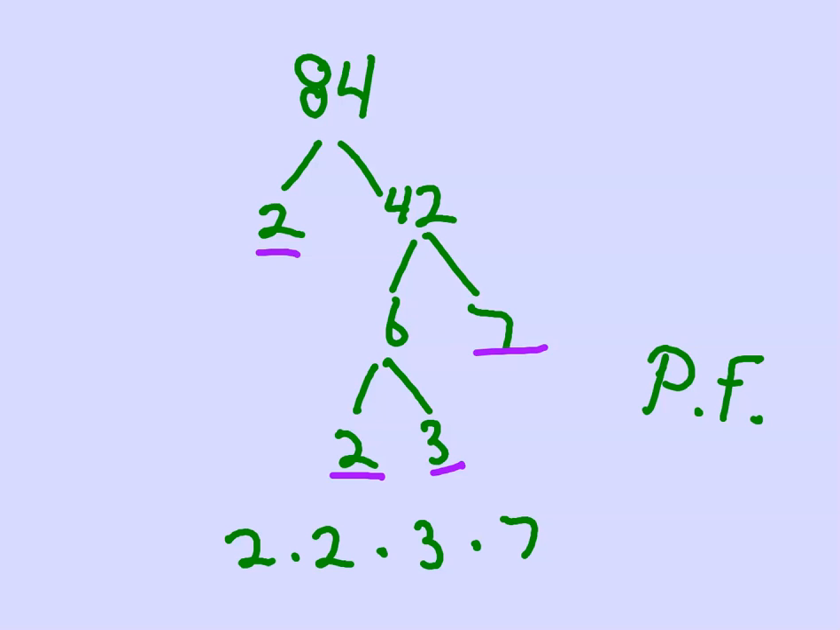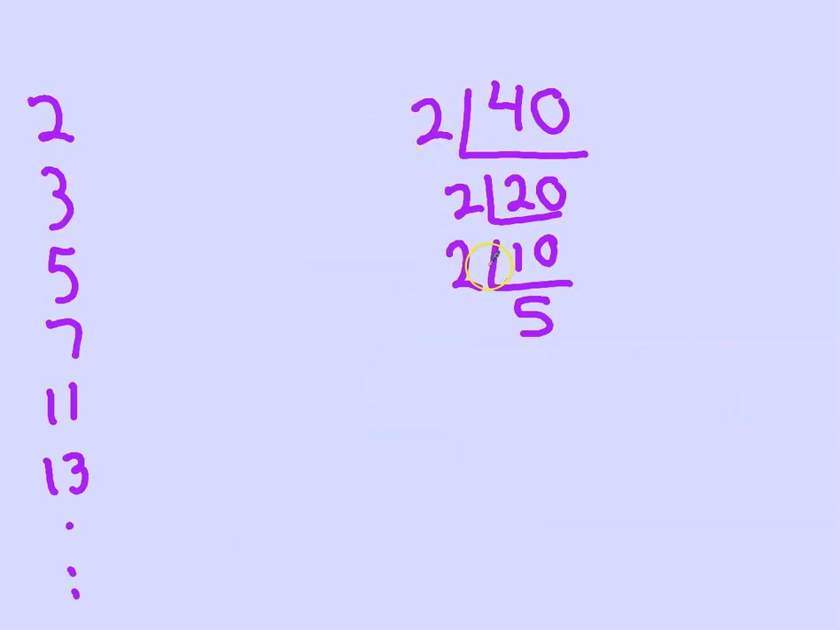Okay, for me, the reason I like the ladder method is it lines them up in a row. So let me show you another one here. Again, I need my list of primes: 2, 3, 5, 7, 11, 13. Okay. And let's try 84.